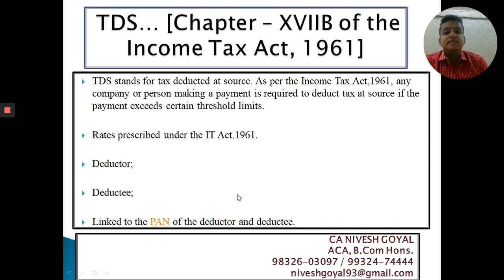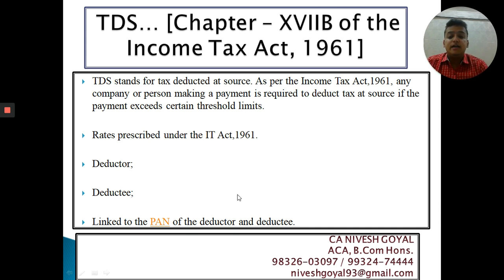Well, so let's start with TDS. What is TDS? TDS is tax deducted at source. As per the Income Tax Act 1961, any company or person making a payment is required to deduct TDS while making payment if the payment exceeds certain threshold limits. These threshold limits are given under various sections inserted under Chapter 17B of the Income Tax Act 1961. There are 2 to 3 things to be known in TDS, that is deductor, deductee, and PAN.